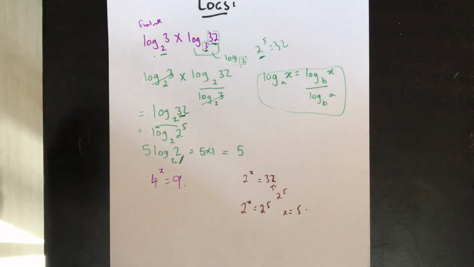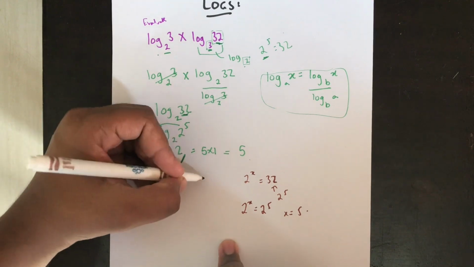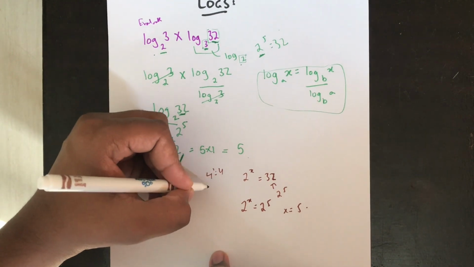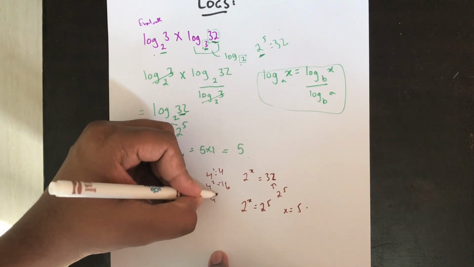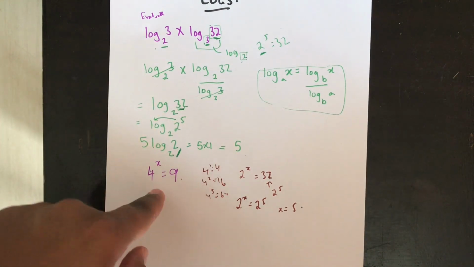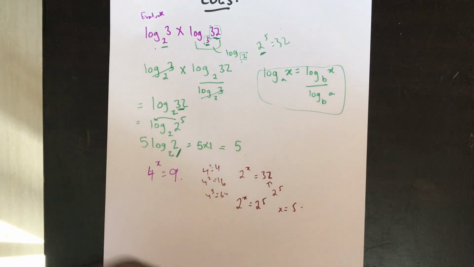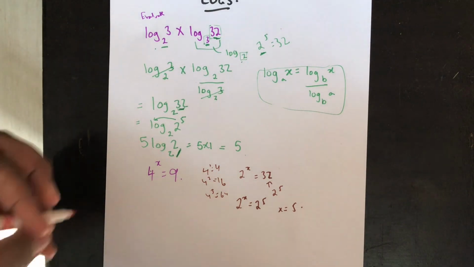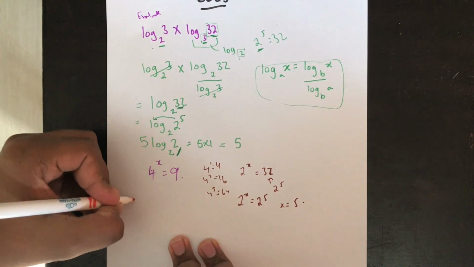But here we can't do it because 4 power 1 is 4, 4 power 2 is 16, 4 power 3 is 64, so there's no 9 over here. So the way we do this is by taking logs on both sides. Let me explain this.